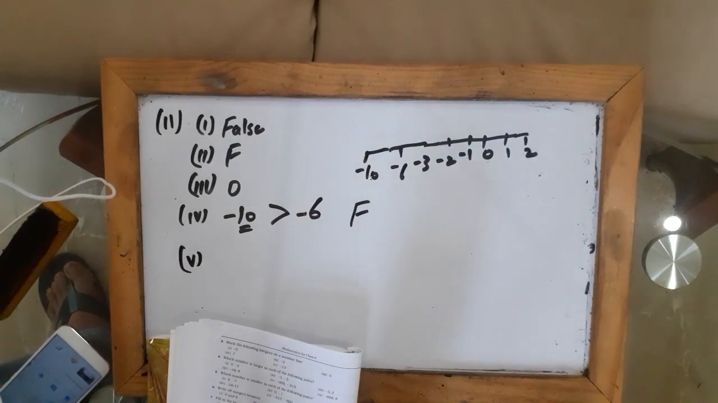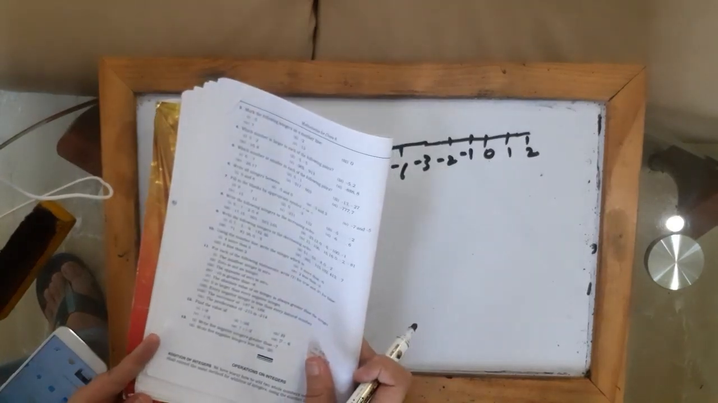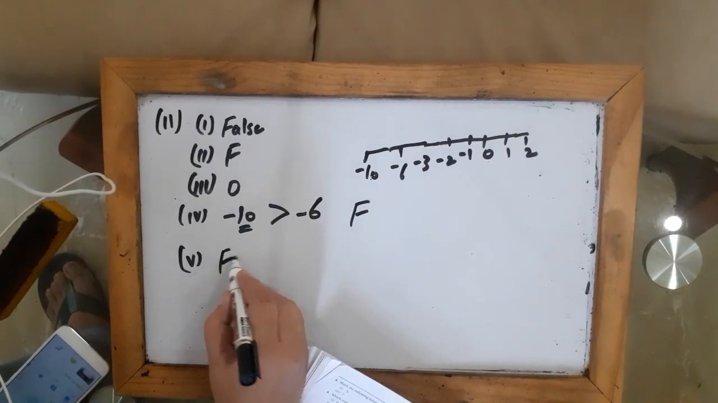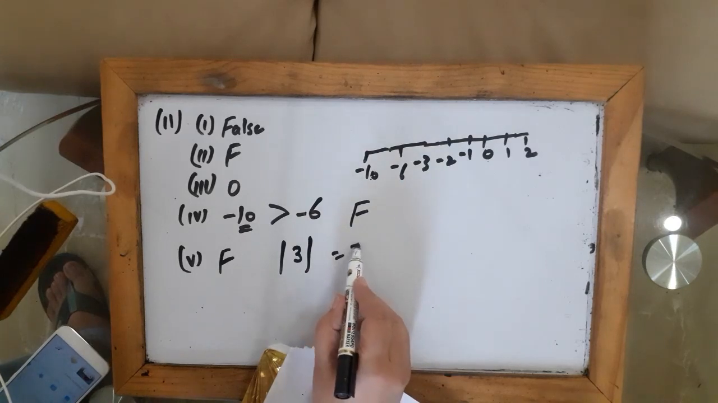And the fifth one says the absolute value of an integer. So I did the 12th question first and I told you what are absolute values. So they are saying the absolute value of an integer is always greater than the integer. It's false, because if I have to find the absolute value of 3, it will be 3 only. So it is not.